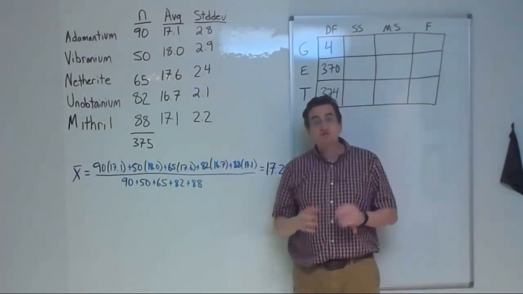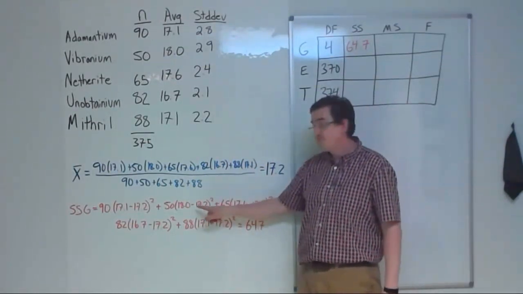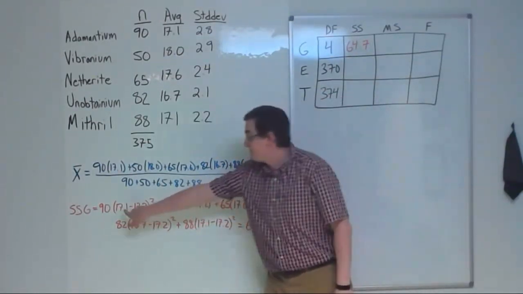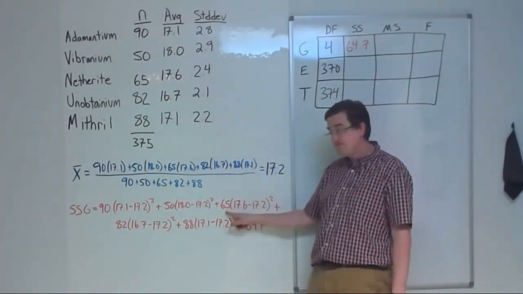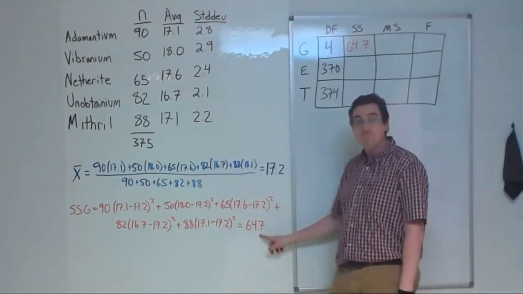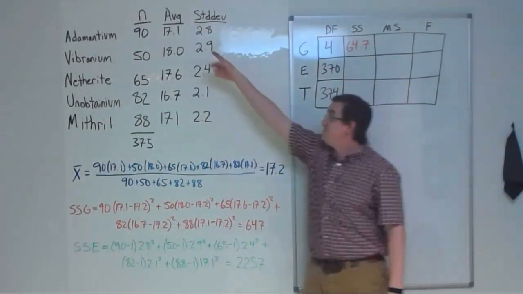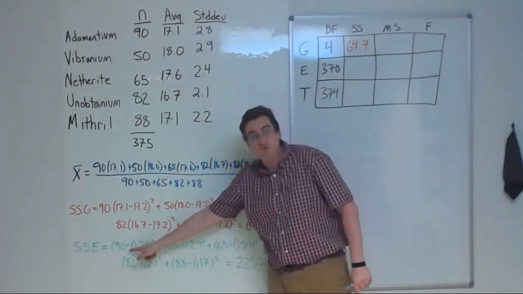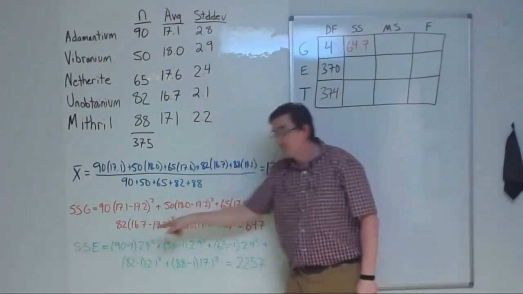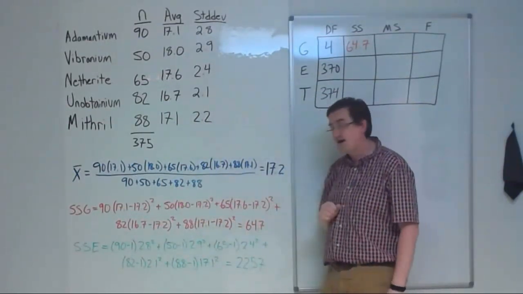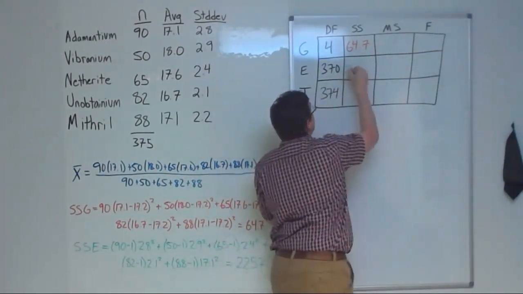Now to find the sum of squares for groups, we're going to use that 17.2, subtract it from each of the averages. So the first average minus the 17.2 and the second and the third, always times that sample size, to give us 64.7. That's what goes right up there. We're going to take each of these sample sizes, subtract 1, and then multiply it by each of the standard deviations squared for groups 1, 2, 3, 4, and 5. Add those up and we get 2257, which goes right here in the table.